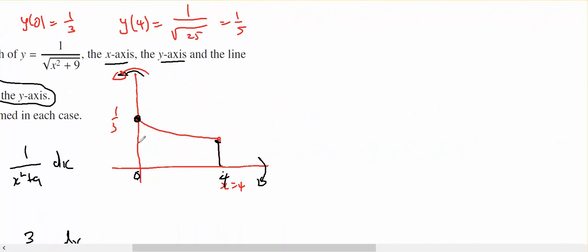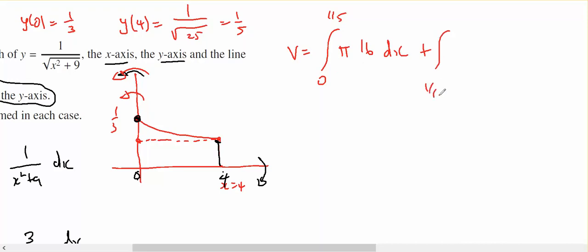I've actually got two things rotating around. I've got this bit rotated around the y-axis, and I have this bit. So I'm going to have the volume is going to be the integral from 0 to 1/5 of pi times x squared, which is 16 dx, plus the integral from 1/5 to 1/3 of pi times y squared. Oh, it's x squared, isn't it?